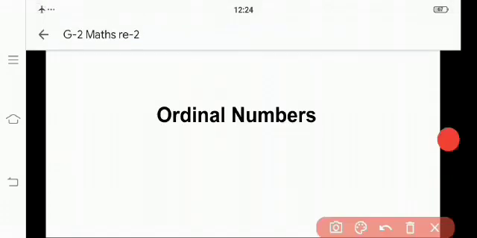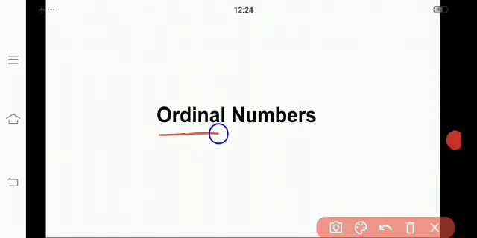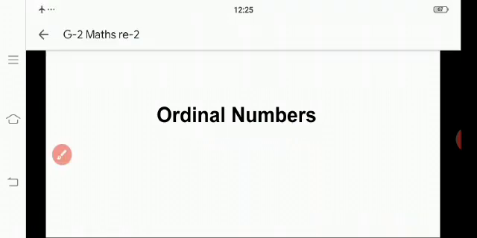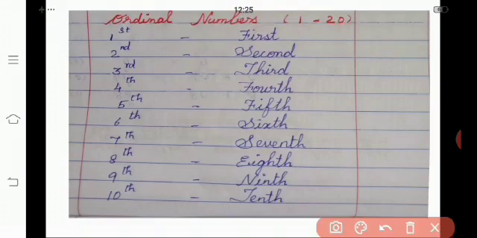Now we are going to revise the ordinal numbers. See, O R D I N A L, ordinal numbers. See, children, what is meant by ordinal numbers? A number defining the position of something in a series, such as first, second, or third. Do you remember? Good. Now we are going to revise the ordinal numbers 1 to 20.